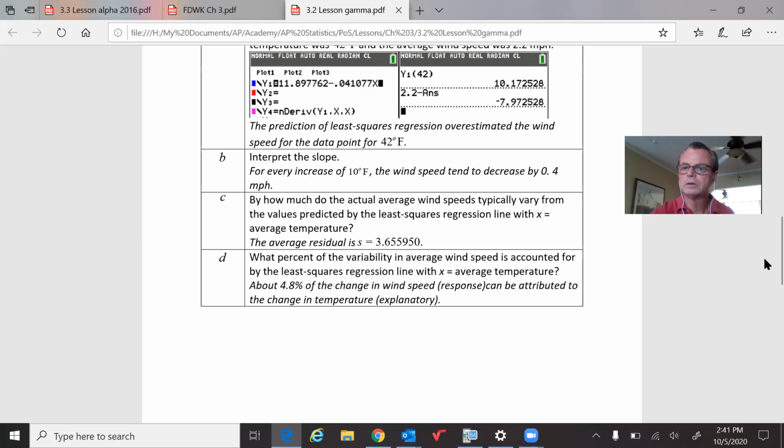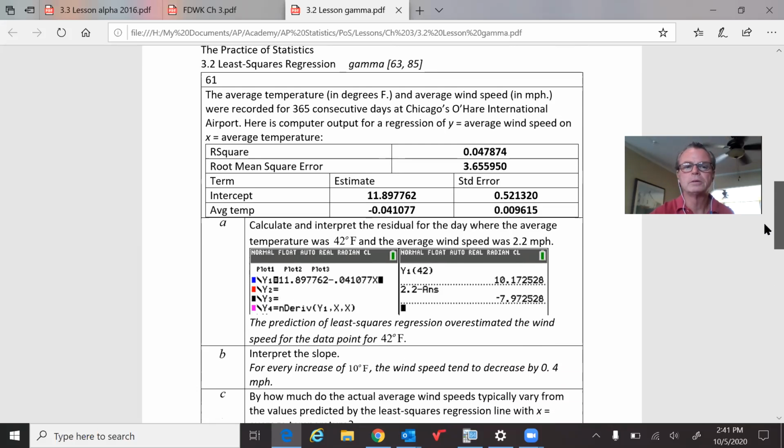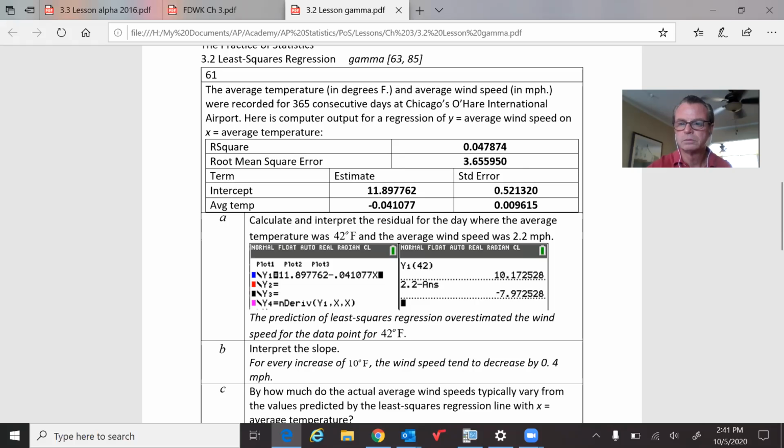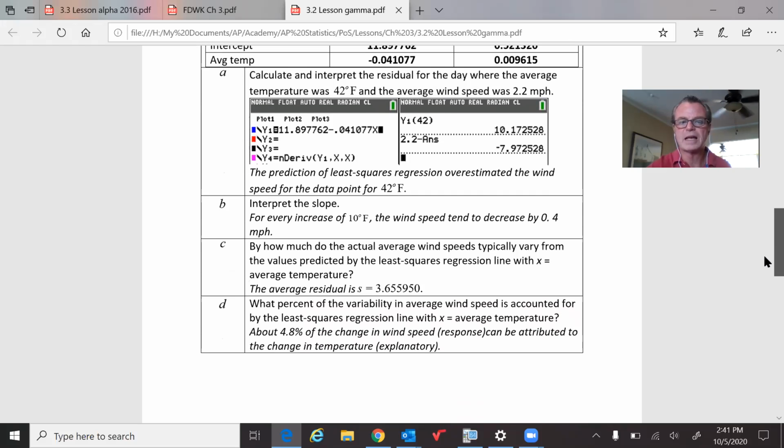So I go here up to the output. The standard deviation was root mean square error. I mean, it's kind of disguised in there, the terminology, and all these software outputs all have different language. You've got to find the number that applies to this. So what is that telling you? The average residual. It's typically off in a height, and the height would be the wind speed, by between 3.5 and 4 miles per hour.